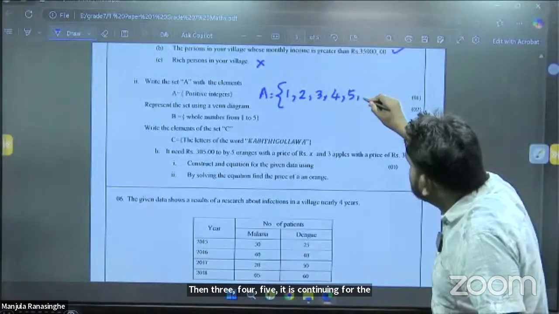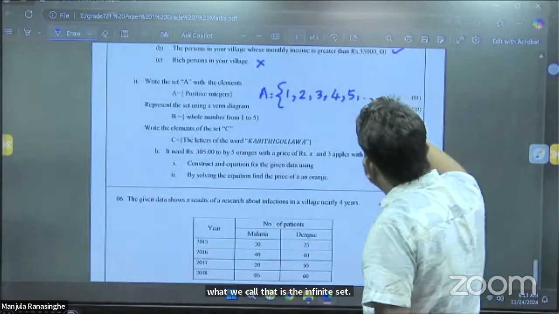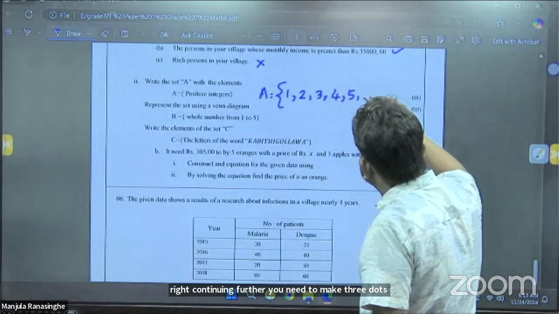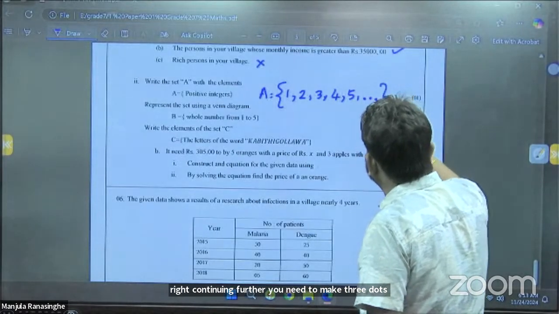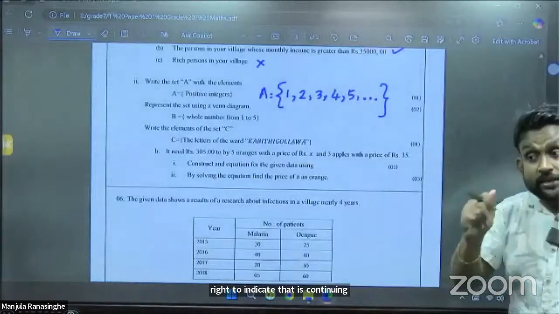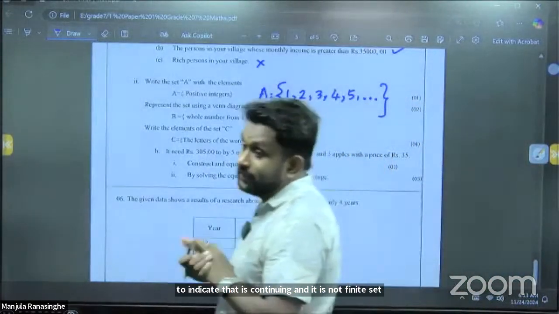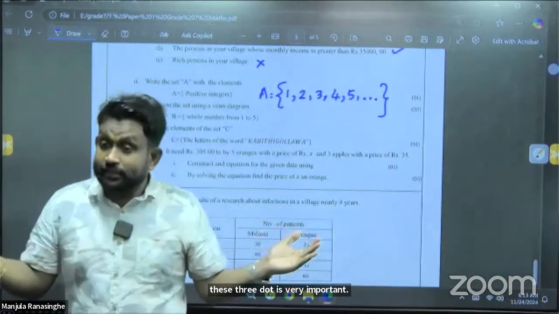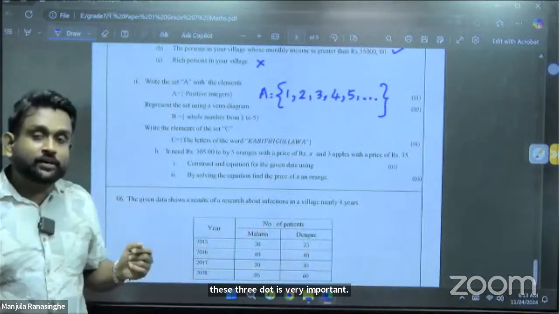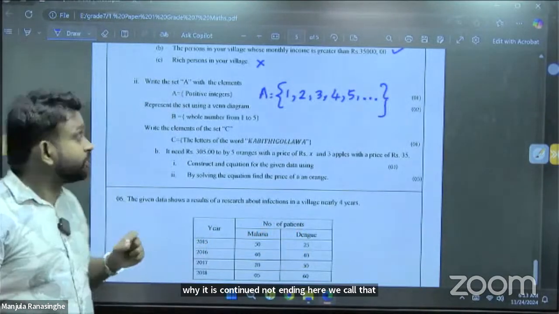Continuing further, you need to put 3 dots to indicate that it is continuing and it is not a finite set. This 3 dot is very important. Why? It is continuing, not ending here. We call that an infinite set.